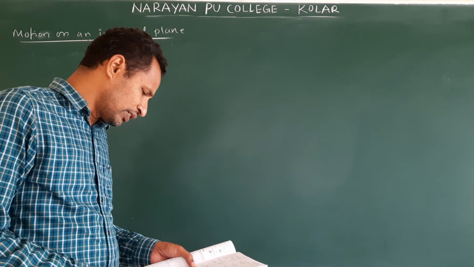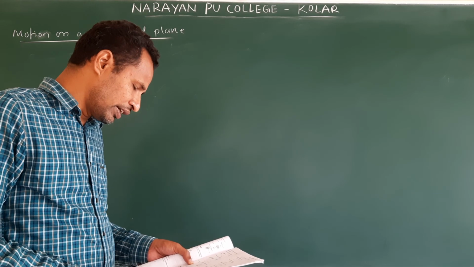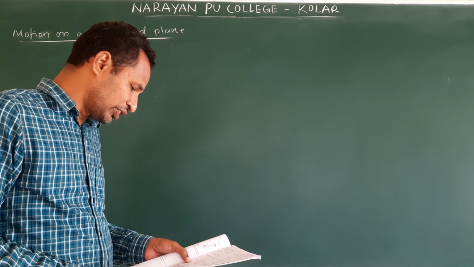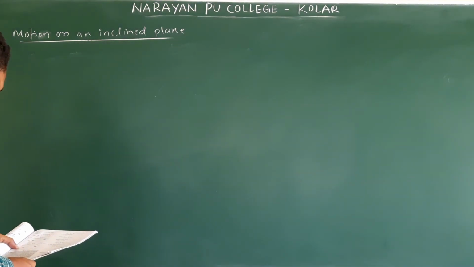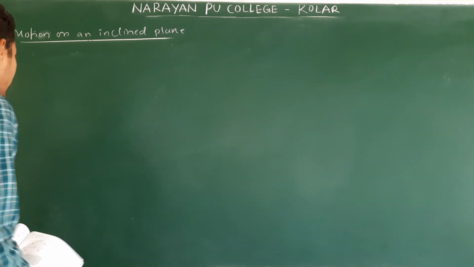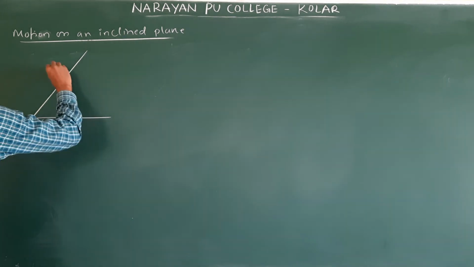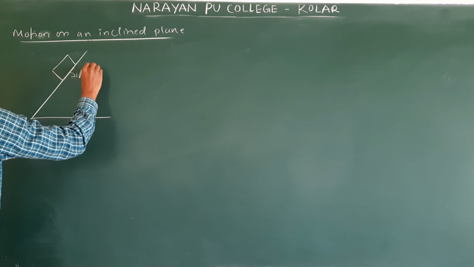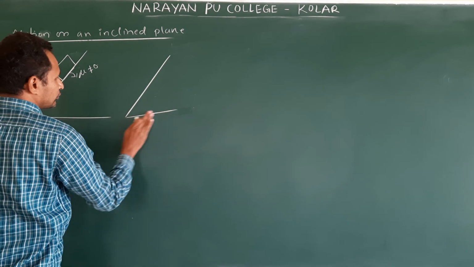Next question being, a block slides down a 45 degree inclined plane in twice the time taken to slide down a smooth 45 degree incline. What is the friction coefficient between the block and the incline? Block slides down a 45 degree inclined plane in twice the time taken to slide down on smooth. Okay. This is the rough inclined plane, in which there is friction, and next one is the smooth inclined plane.